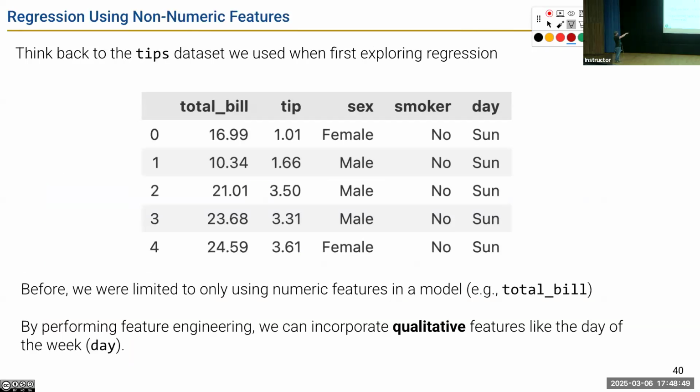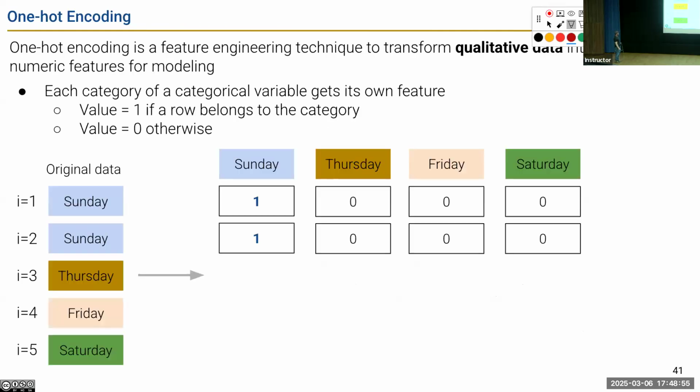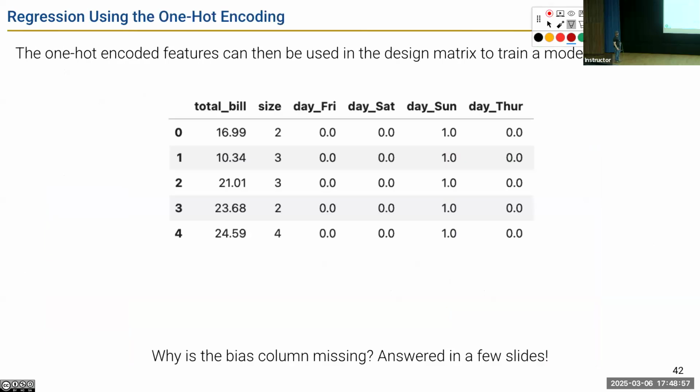We had total bill and tip. And you might imagine we're just going to use day to start out here. We've taken that day column, performed one-hot encoding, and we now have a data set that looks something like this. There's also another column here, size. This is the number of people that are dining, and we're going to treat it like a numeric variable for now.